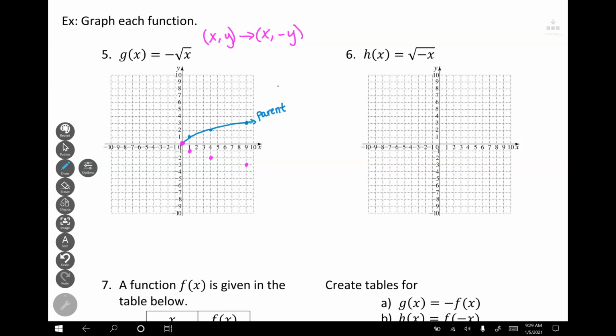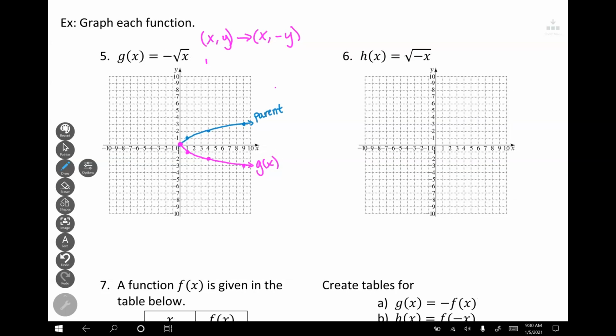So those are my new points, and there's my new curve. There is g of x. And notice how it's just reflected across the x-axis. When you have that negative on the outside of the function, it's going to reflect over the x-axis.